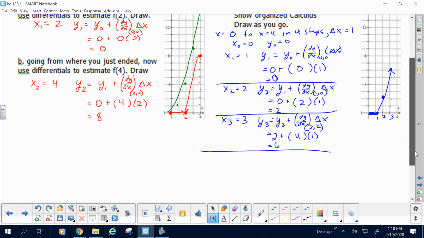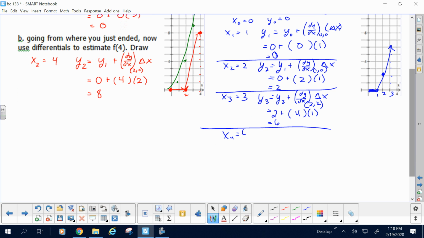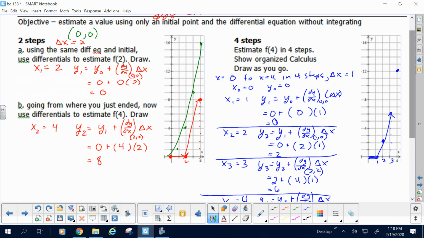And finally, our last x is 4. y4 is y3 plus the dy dx at the previous point, 3, 6 times the delta x. What is y3? 6. What's our new rate of change? 6. What's our amount of change in x? So our final y is 12. Now we're starting to follow the curve that much better. If you were to sketch the true curve in, it's 1, 4, 9, 16. We are doing a little better job of following.